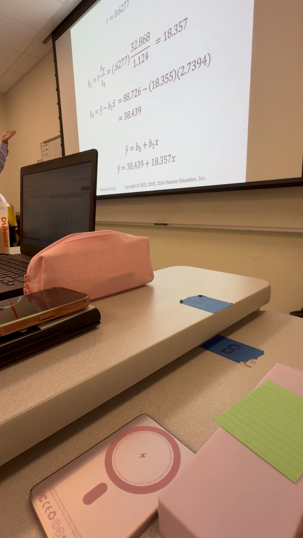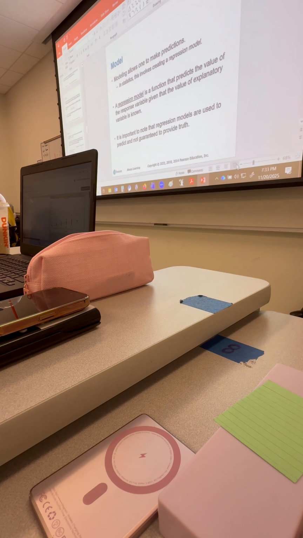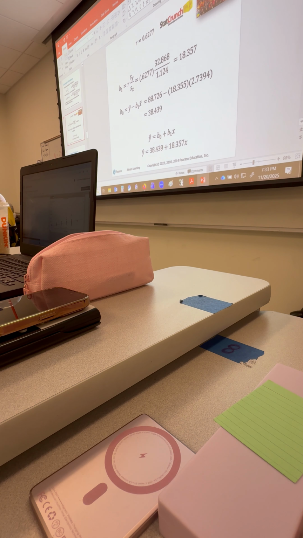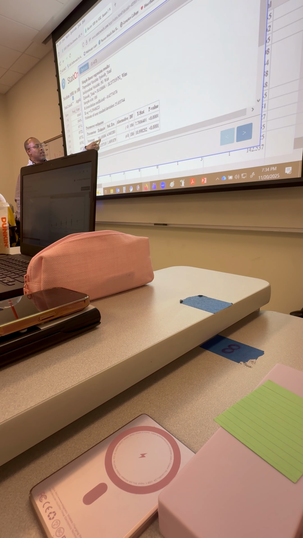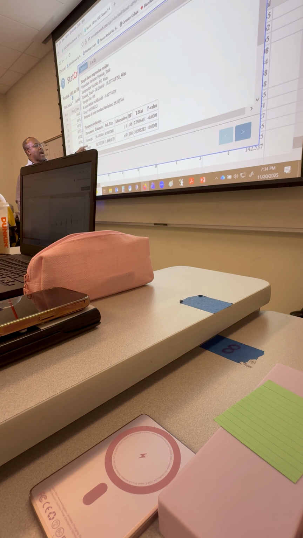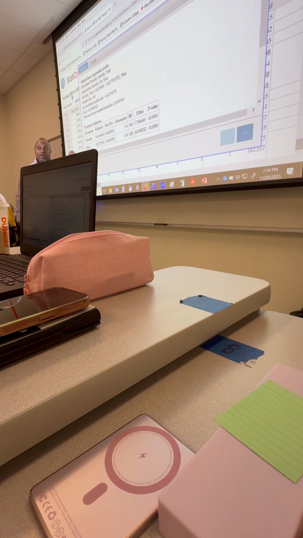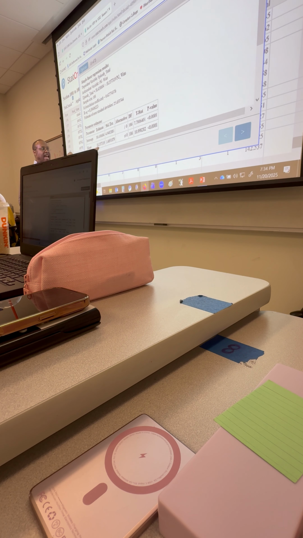I showed you how I calculated them. I did the advanced way. I used the sample standard deviations, correlation coefficient and so on, and then I got the equation. That should be the same as the output, see, there it is: 38.439 plus 18.357 X. Because that's the slope, that's X.